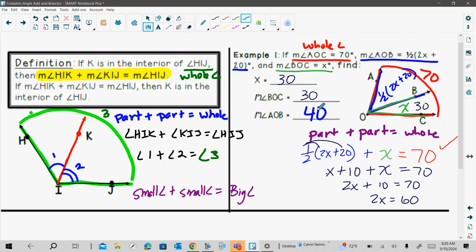All right, so that's using the angle addition postulate. Add the parts up to make it equal the whole segment. All right, we have that one down? Okay, so the second tab is our bisector.